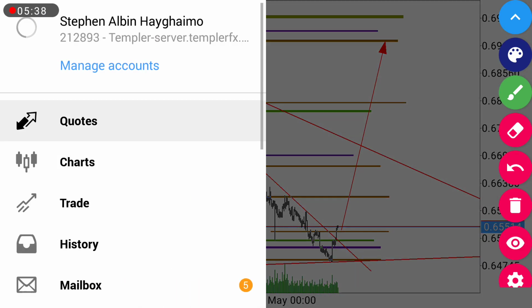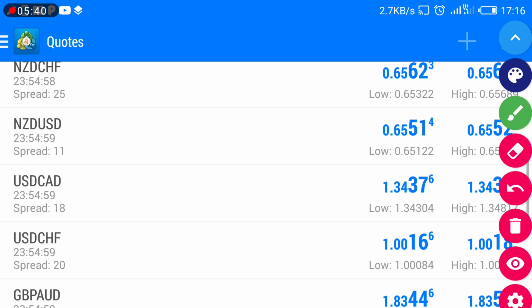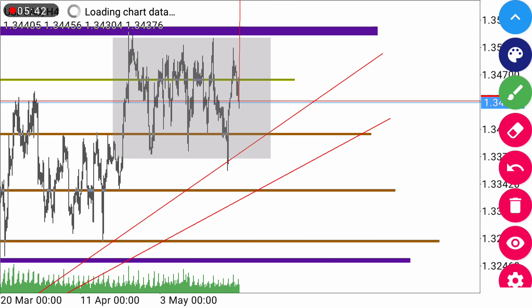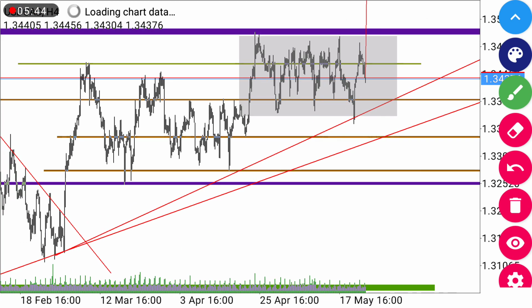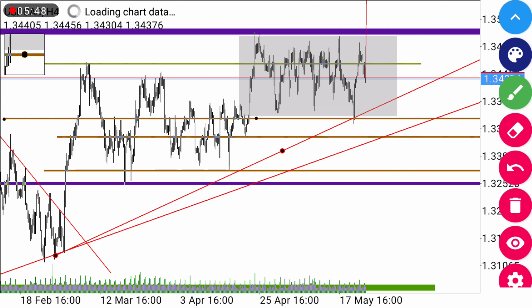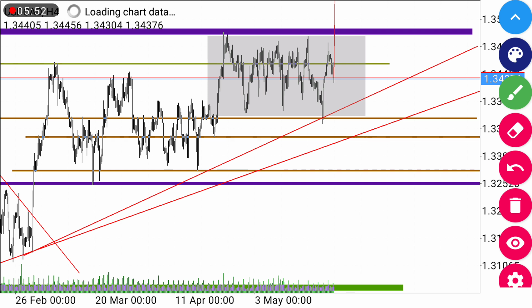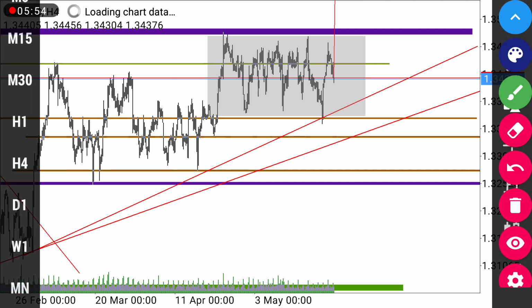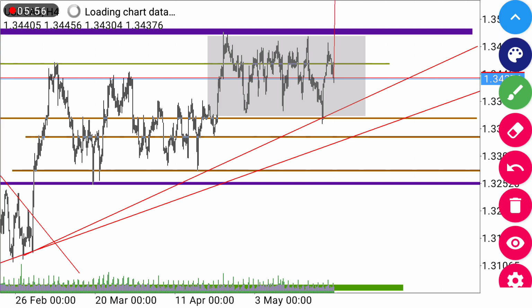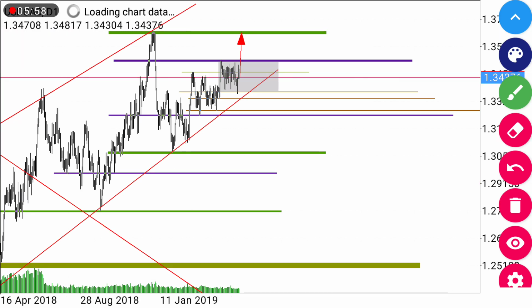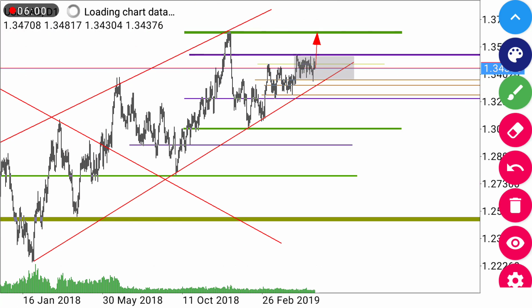Another pair which you're going to be looking at is USD CAD. For USD CAD, it has been consolidating for almost the whole week. Almost 2 weeks, it has been consolidating. Now, because the structure of the market has not completed, this is H4 time frame.